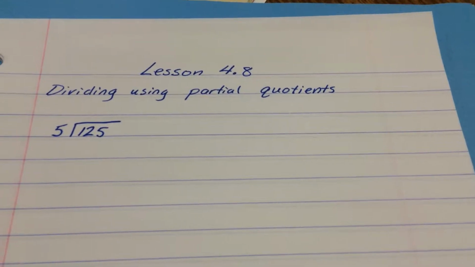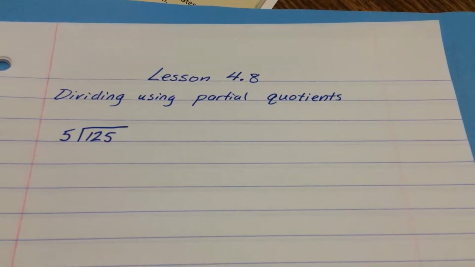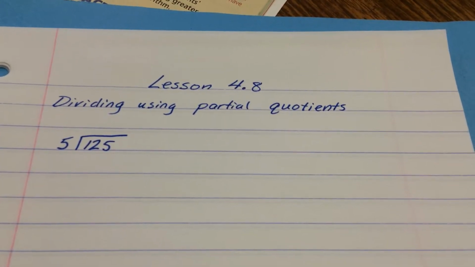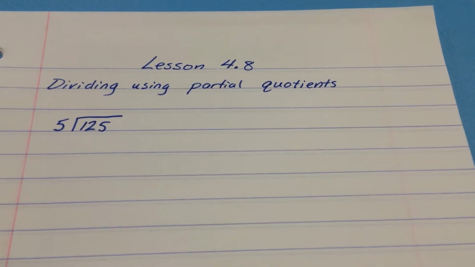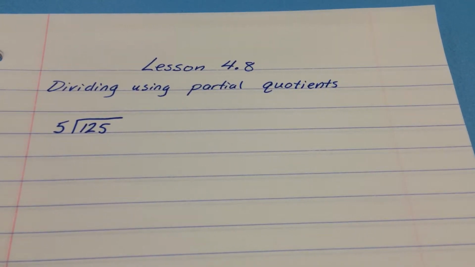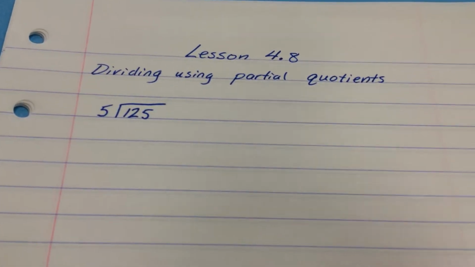In lesson 4.8, we're learning how to divide using partial quotients. We've done this with multiplication. Now we're going to apply that to division, and we're going to do it in two different ways. Both ways are using partial quotients, and both ways, if done correctly, will help you arrive at the correct answer.